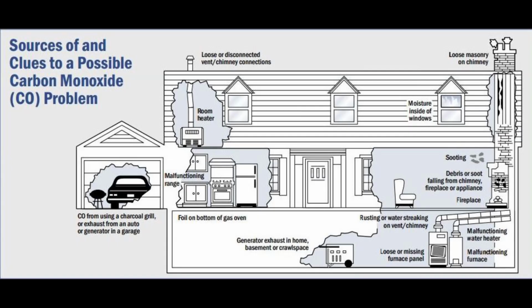CO is produced whenever a material burns. Homes with fuel-burning appliances or attached garages are more likely to have CO problems. Common sources of CO in our homes include fuel-burning appliances and devices such as: 1. Clothes dryers. 2. Water heaters. 3. Furnaces or boilers. 4. Fireplaces, both gas and wood burning.